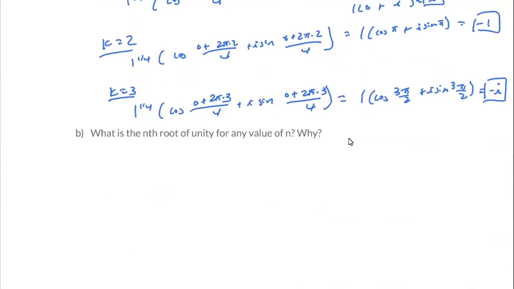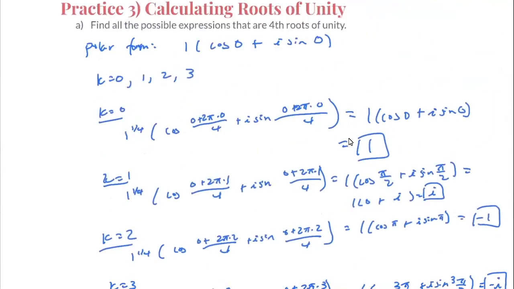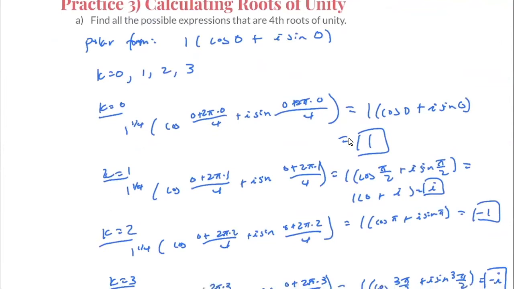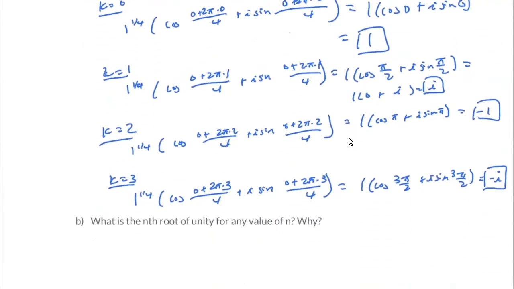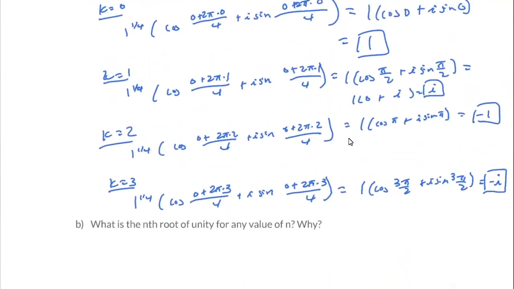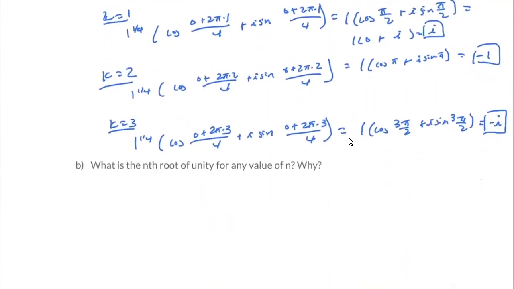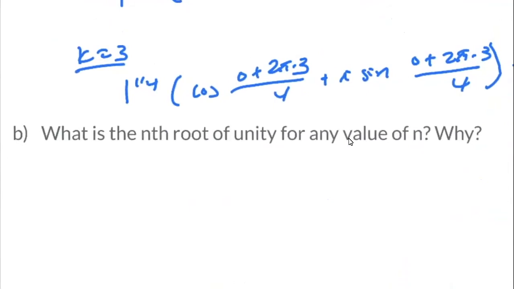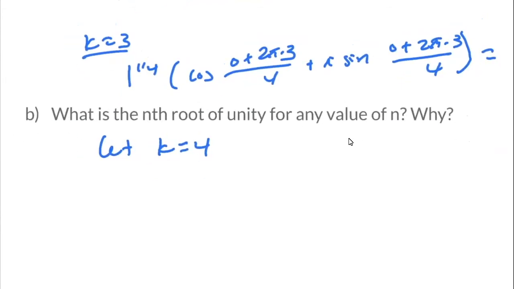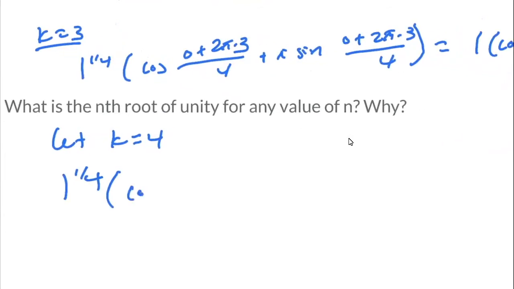Just as an exercise, typically when we find the roots, k is only from 0 to n minus 1, so that we can account for all n roots. But let's say that I asked you to find the root when k equals n. So we can actually just substitute in what we know n is in the previous example. So let's say let k equals 4. And this is going to be a pattern that we see all the time. We're just going to plug in 4 and see what this ends up equaling.